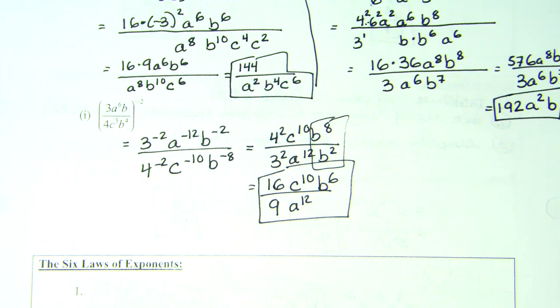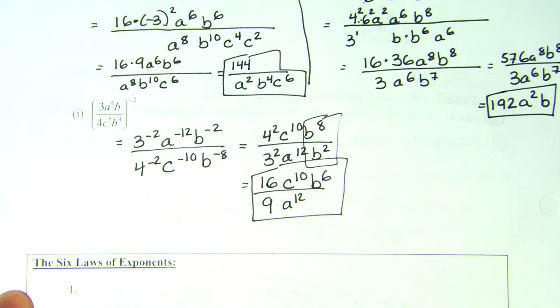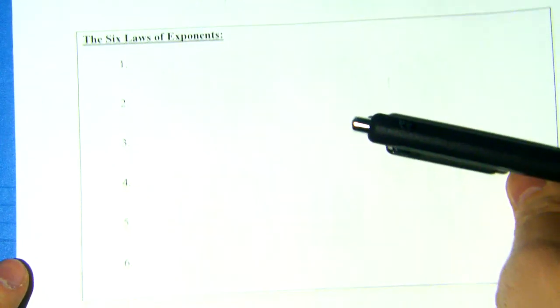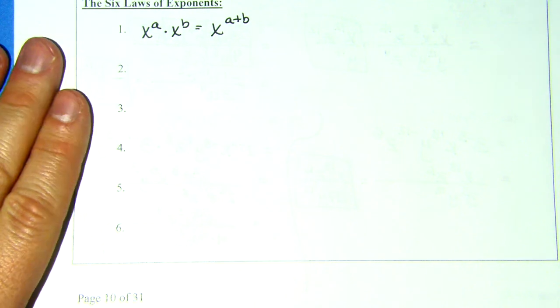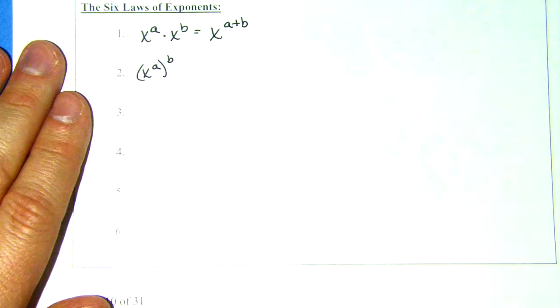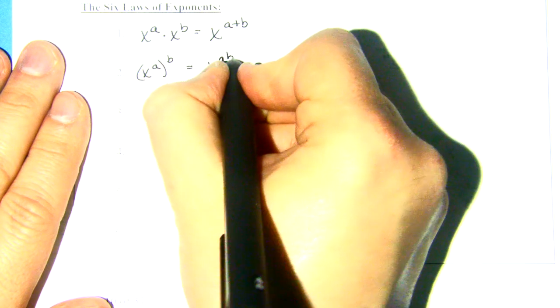Last thing I want to do, I just want to get all of our laws in one place. I don't feel like you need to memorize them the way I'm about to write them, but you do need to be able to use them. First one, x to the a times x to the b equals x to the a plus b. What you need to know is when you multiply variables, you add the exponents. The second one, x to the a raised to the b, power to a power, you multiply them. You get x to the ab.